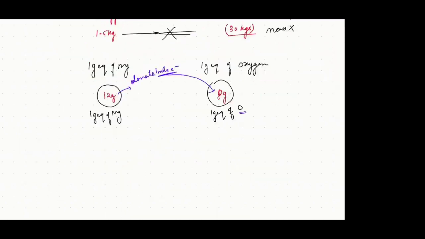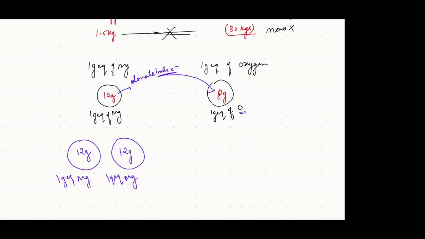Now let's suppose in a reaction, I have 2 packets of magnesium. So 2 packets of magnesium means 2 gram equivalents of magnesium. So that means 1 gram equivalent will contain its equivalent mass. That is 12 grams and another 12 grams. And let's suppose I have only 3 packets of oxygen. 1 gram equivalent of oxygen, another 1 gram equivalent of oxygen, another 1 gram equivalent of oxygen.